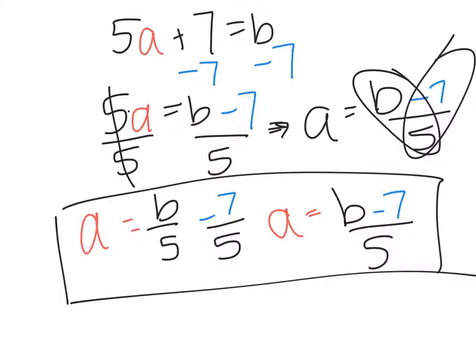So as you can see, we have a B, we have a variable in our answer, and that's okay. There's really nothing else we can do from here on out unless someone gives us the value of B, which we don't have, and so we're just going to leave it. This is the equation for A.